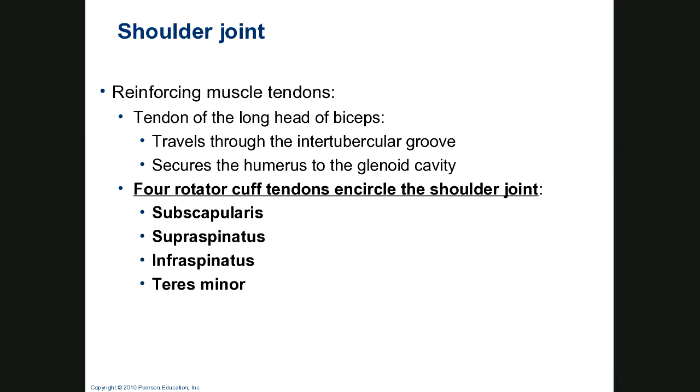Okay, reinforcing muscles, and these are extremely important. The tendon of the long head of the biceps secures the humerus to the glenoid cavity. And then we have encircling the shoulder joint, the rotator cuff tendons, subscapularis, supraspinatus, infraspinatus, and teres minor. And when you hear people having rotator cuff surgery, they've had an injury that's damaged or stretched either the muscles or the tendons and have to be surgically fixed in many cases.